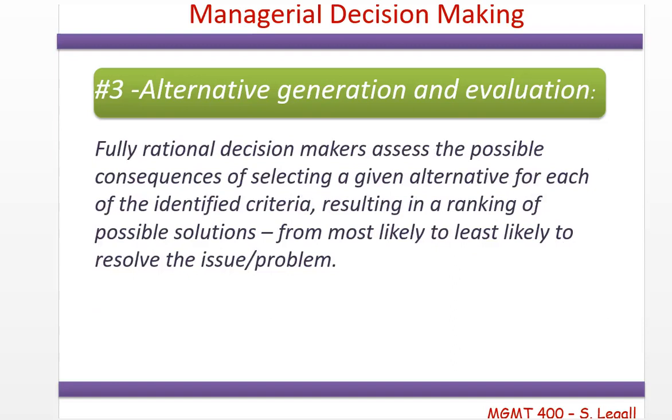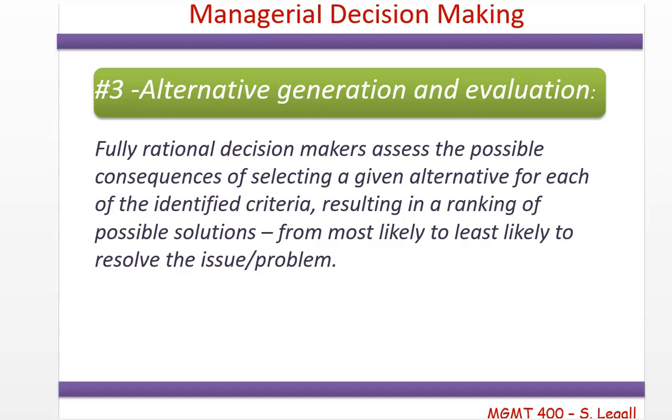Fully rational decision makers assess the possible consequences of selecting a given alternative for each of the identified criteria, resulting in a ranking of possible solutions from the least likely to resolve the issue or problem. So we could probably list down a number of higher ed institutions that can generate for us what we're looking for. Now, of course, in our hypothetical example where we were choosing a school for higher education, we could come up with various solutions. If you were in Barbados, you will have a list of higher ed institutions that could or cannot meet your criteria. If you're in Trinidad, you will have a list of institutions that can give you that. If you're in St. Lucia, Dominica, Grenada, St. Vincent, Antigua, Guyana, you could have a list of schools that can meet the criteria that you're looking for. And you will determine these alternatives.